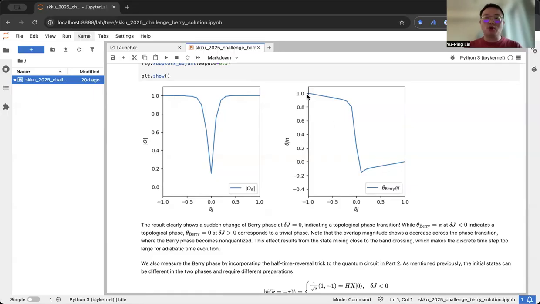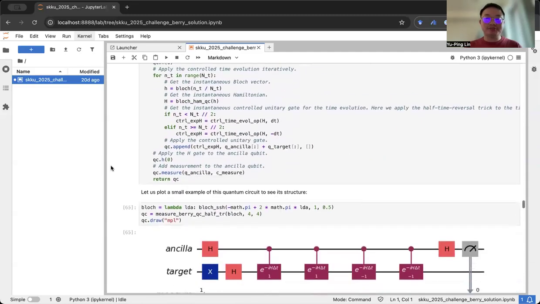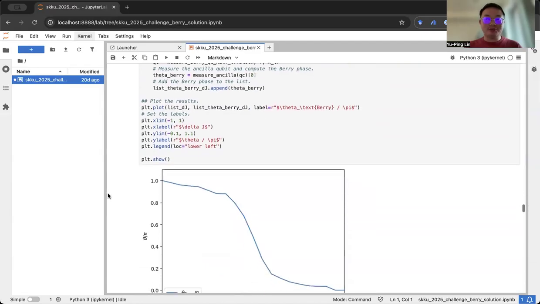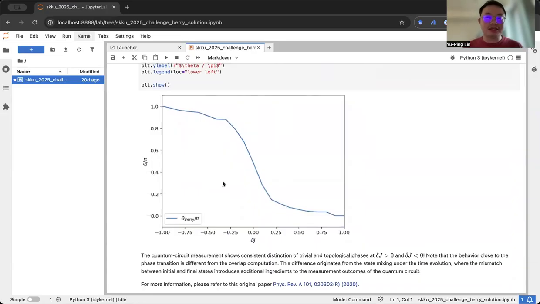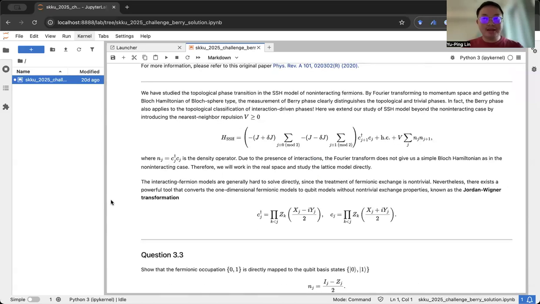We can see that the Berry phase is 1 in the negative delta J regime, and 0 in the positive delta J regime. So we have a non-zero Berry phase in the topological phase, and a zero Berry phase in the topologically trivial phase. This is consistent with what we said previously. Meanwhile, in the quantum circuit measurement, we can do the same thing as in part 2, and we can see that the result is consistent with the overlap computation. We see a non-zero Berry phase close to 1 in the topological phase, and close to 0 in the trivial phase. So for a non-interacting SSH model, we indeed have the topological phase transition. So the Berry phase does not only classify the topological phase in the non-interacting phase.